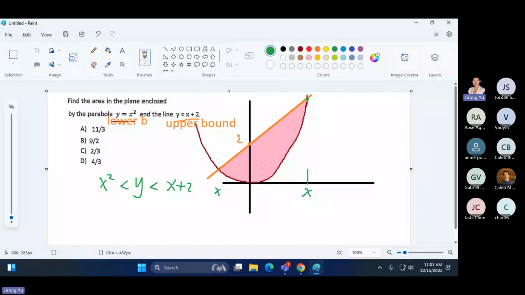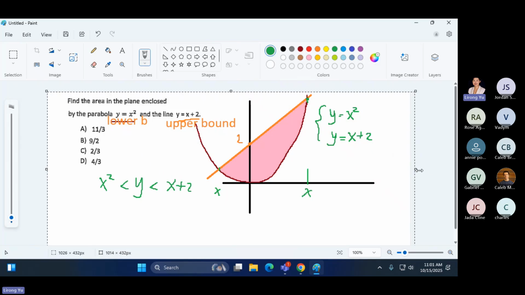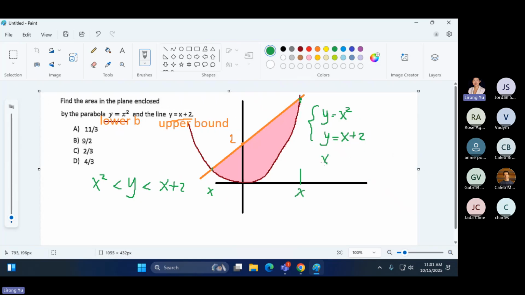To find an intersection point in math, you always set up an equation. The lower bound is y equals x squared, and the upper bound is y equals x plus 2. You can start solving for the point of intersection by equating them. So y equals x squared also equals x plus 2, so x squared equals x plus 2. Setting it up will allow you to determine the integration bound. So you have x squared minus x minus 2 equals 0.